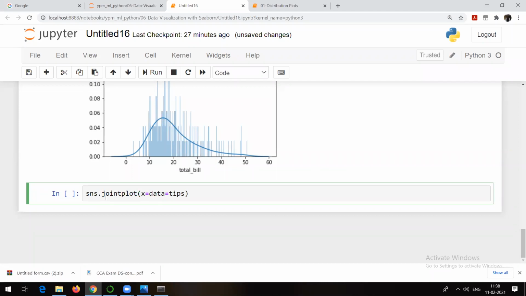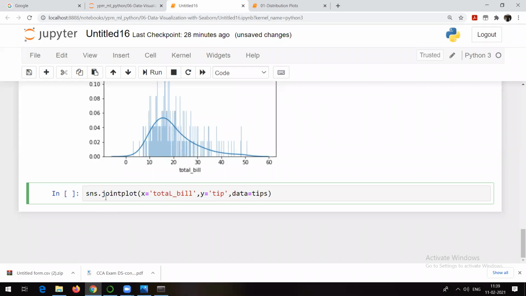On the x-axis I want total bill. There should be a comma here. Let me check it. The name of the column should be the correct one. And on the y-axis I want tip. Tip is the name of the column from the tips data.